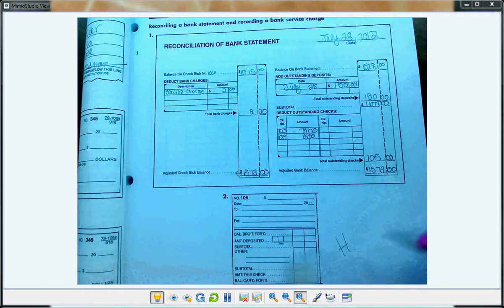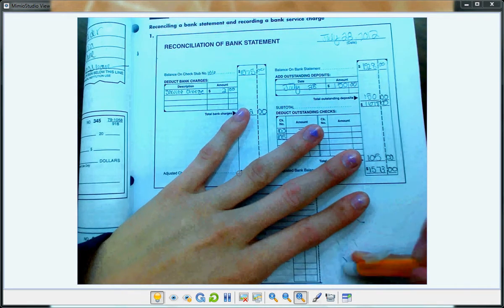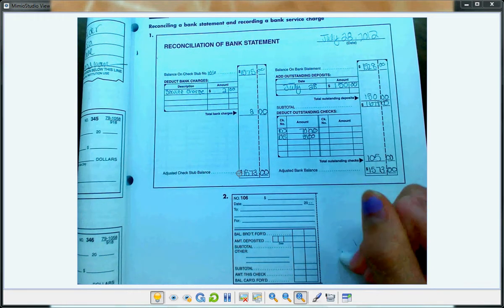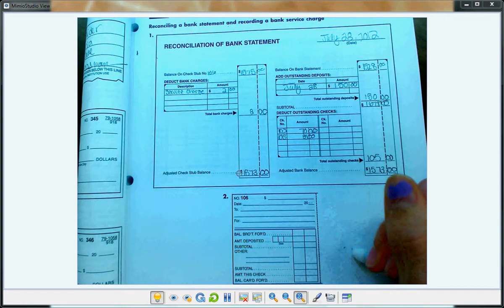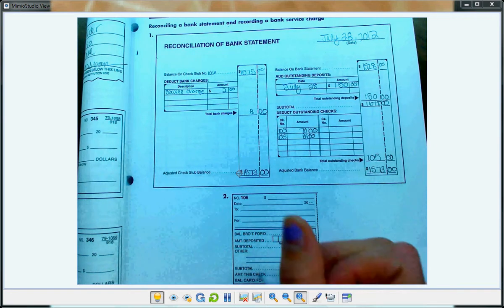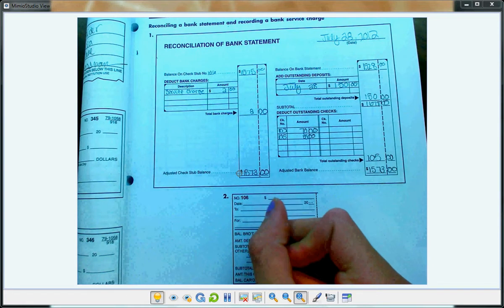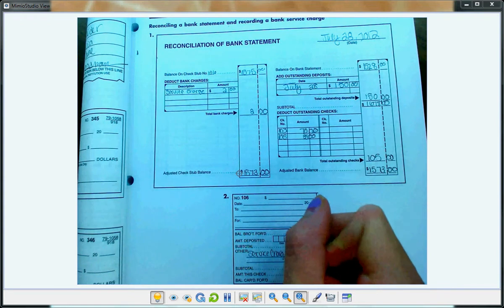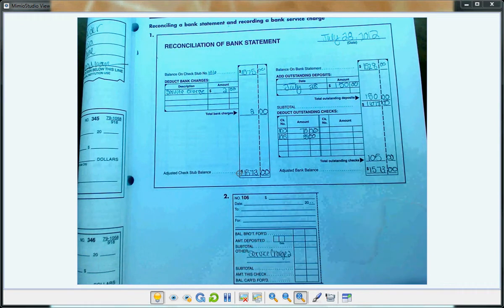Okay, the second thing we have to do is record that service charge that the bank charged us. So we're going to be using our check stub there. Just where it says other, we're going to write service charge, $2, all on just that little line. On the check stub, Claire? Yeah. Yep, service charge $2, all on that line. Yep, that's fine.